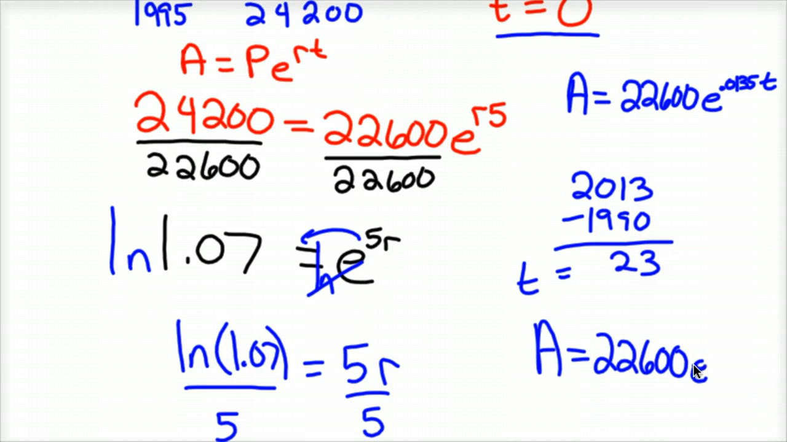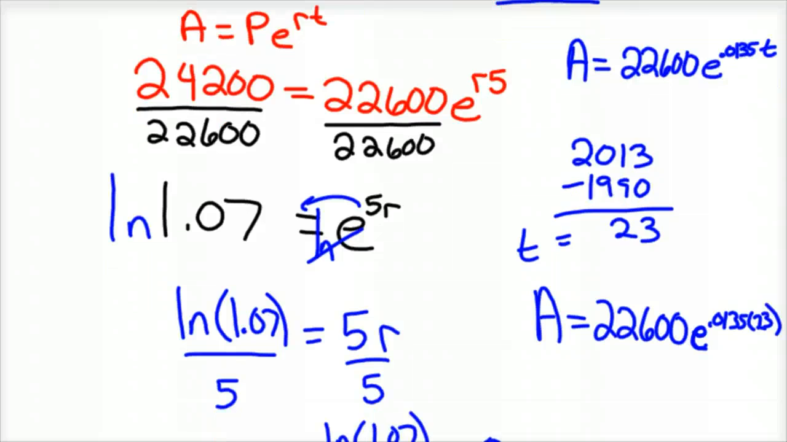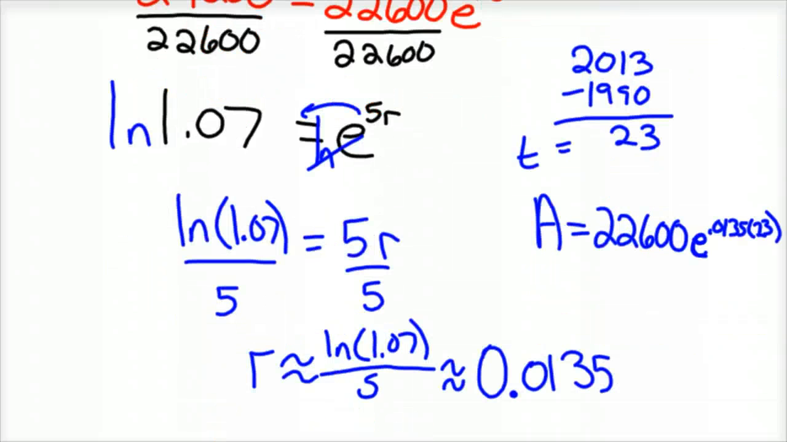Let's try that again. e to the 0.0135 times 23. So now you can just get your calculator out and plug that in. And we end up with approximately, it says round to the nearest person, but approximately 30,829 people.